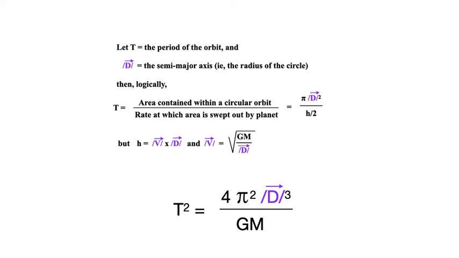So we have just shown not only that the square of the period is proportional to d cubed, but we have also shown that the constant of proportionality is 4 pi squared divided by g times m.